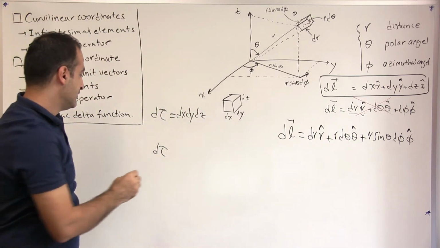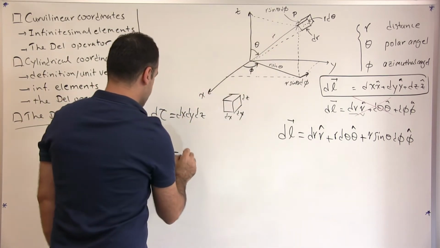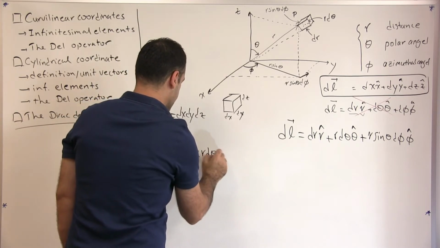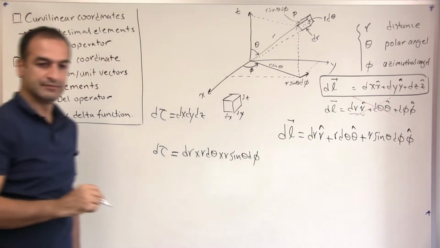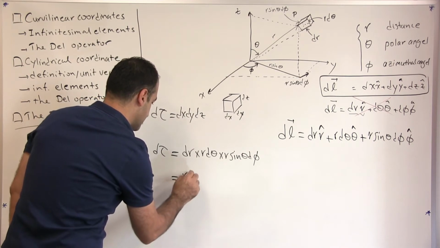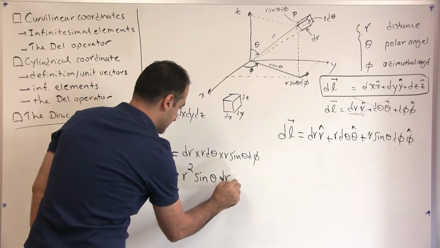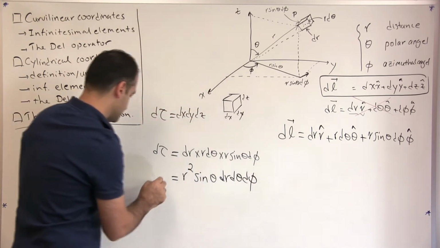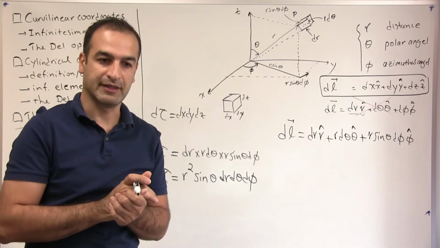Okay, so we have a cube with those lengths. Technically, dr times r d theta times r sine theta d phi. Correct? And the better way of writing this is r squared sine theta dr d theta d phi. Okay, and this is the infinitesimal volume using spherical coordinates.